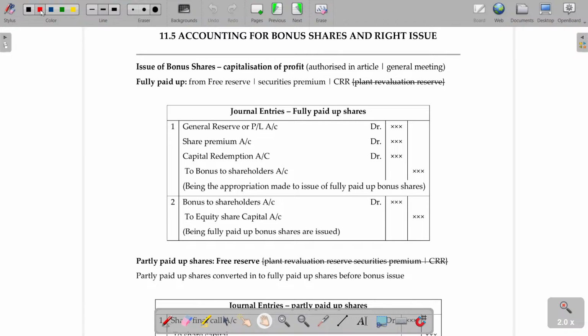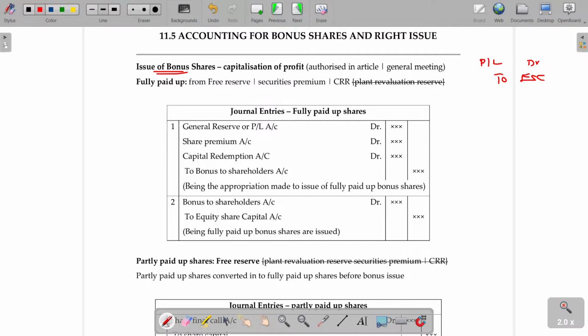Now, what is the journal entry for the issue of bonus shares? Bonus share is nothing but free shares. So when you issue the free shares, you don't get the cash. Then what is to be debited? Usually, debit the P&L account to equity share capital. If you collect the money, bank account debit to equity share capital. But if you don't get the cash, the journal entry is P&L account debit to equity share capital.